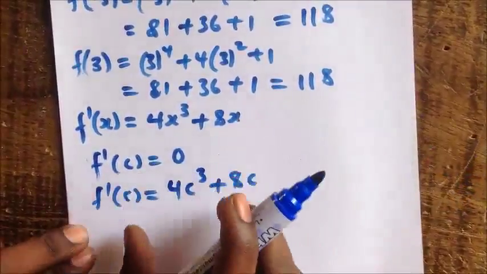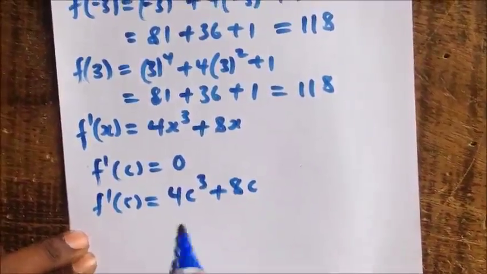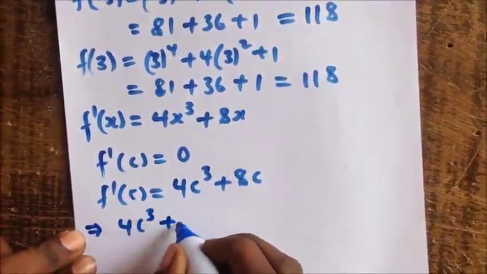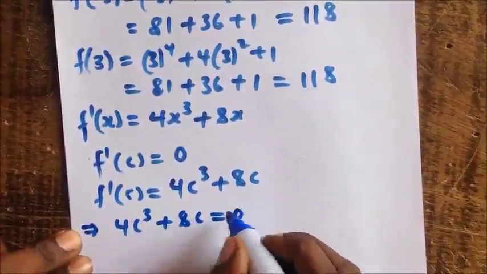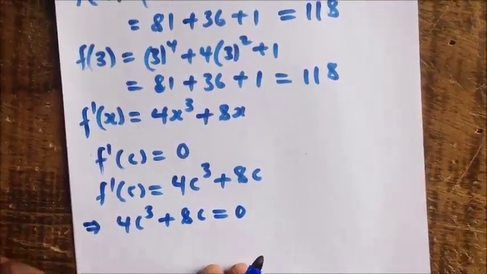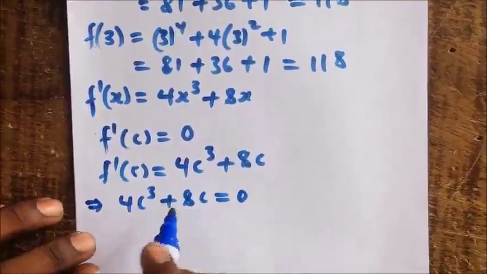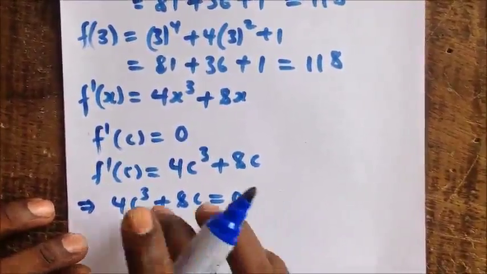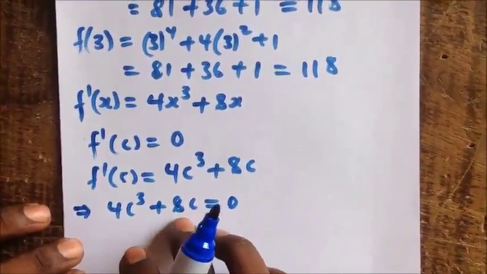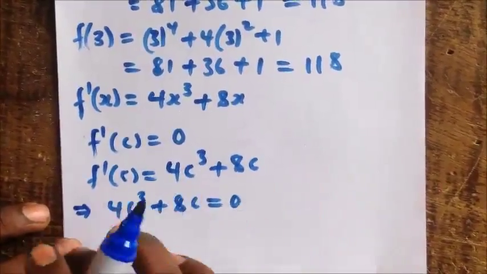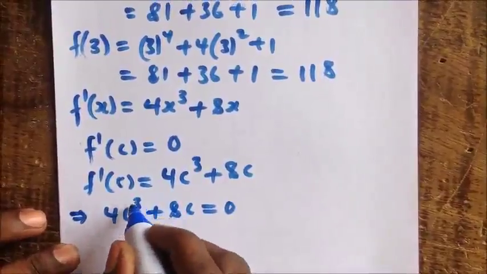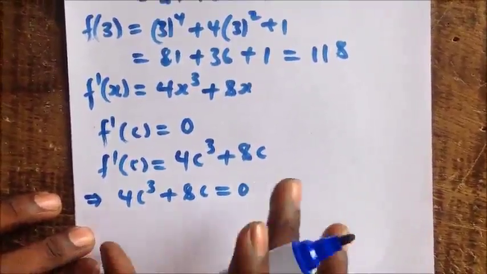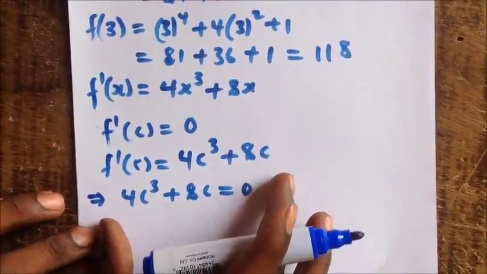But remember, f prime of c is equal to 0 according to the conclusion of the theorem. So this implies 4c cubed plus 8c is equal to 0. To find the value of c now, this is a polynomial function. So don't try to take this 8 to the other side, then divide both sides by whatever. No, because since the highest degree now is 3, you must get 3 values for the unknown. Therefore, the best way is to factorize.